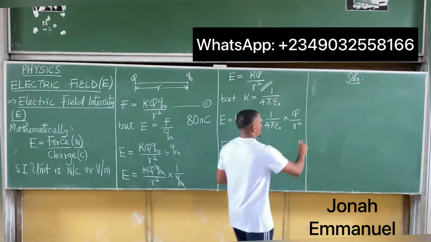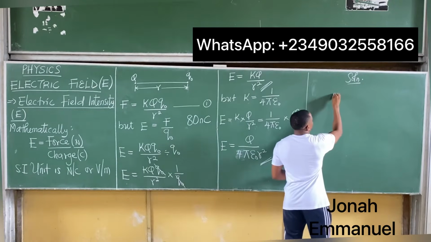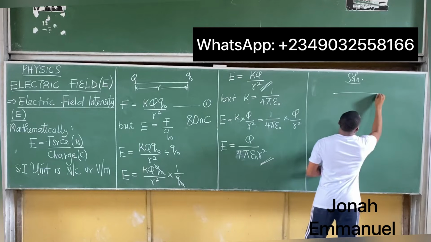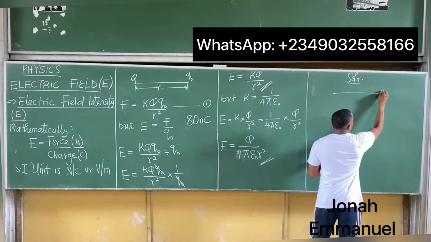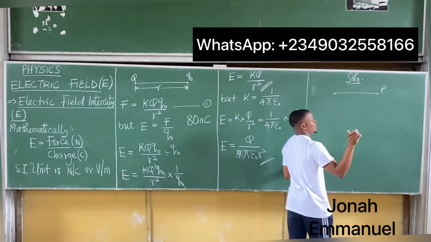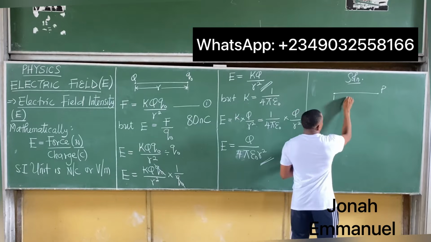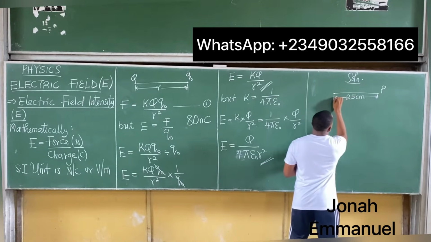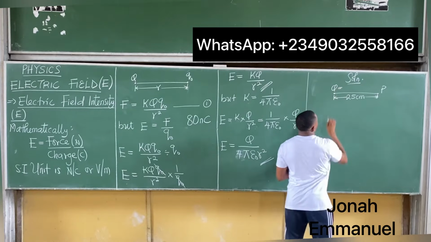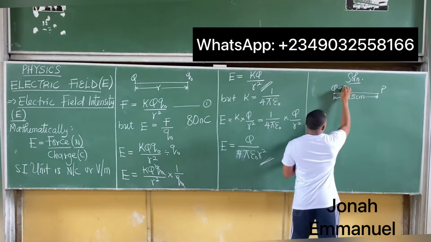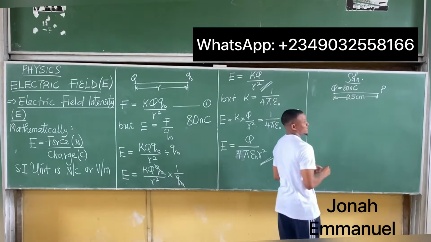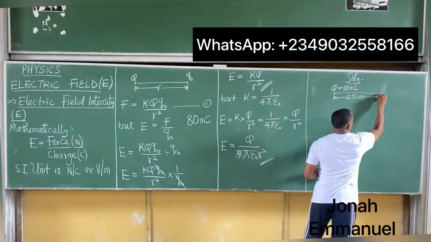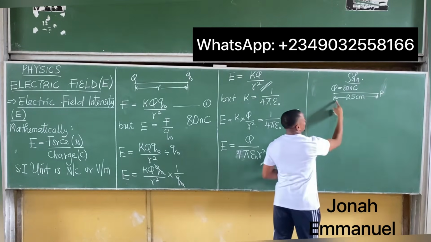As simple as this. My first task will be, we said a point P, so I'll just draw a line there and call this point P. We said P is what distance there? From here to here is 25 cm. So P is 25 cm from a charge Q. Q is how many again? 80 nanocoulomb. It's as easy as this, please. This is a point P, let me call this small p here, 25 cm from this.